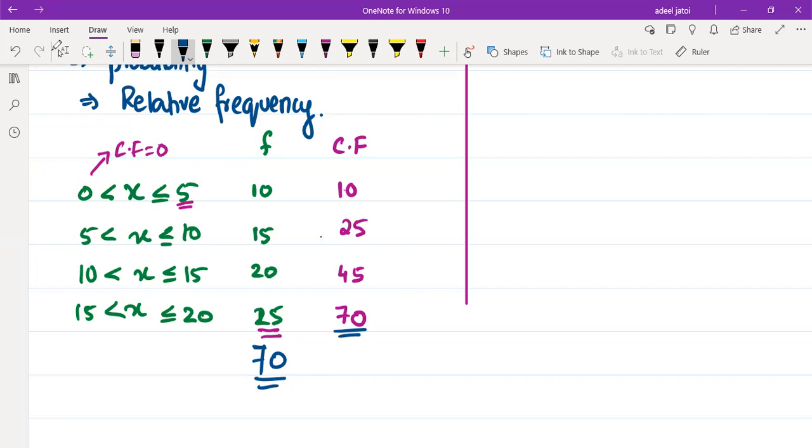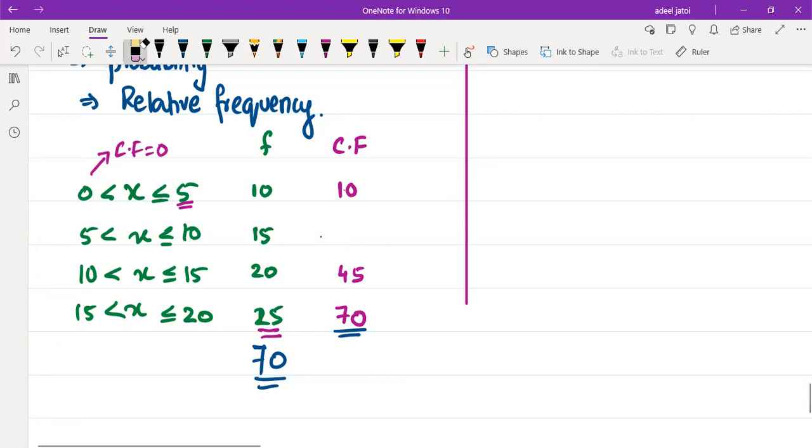10 plus 15, 25, 25 plus 20, 45, 45 plus 25 is 70. Similarly, if I just rotate this thing down, in the same concept, let's just remove this 25 from here.